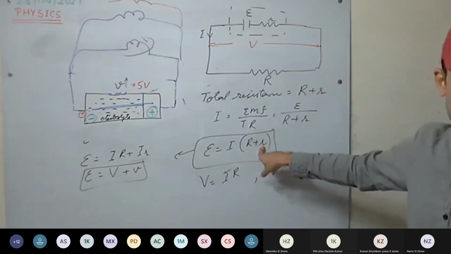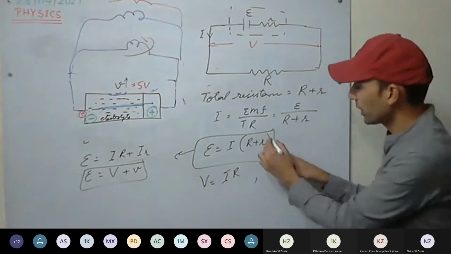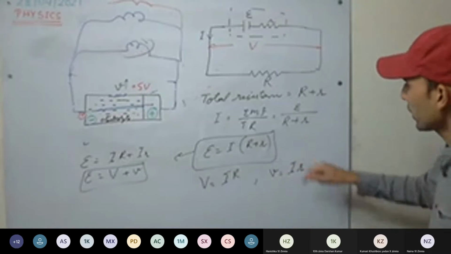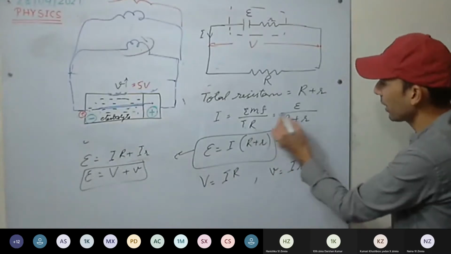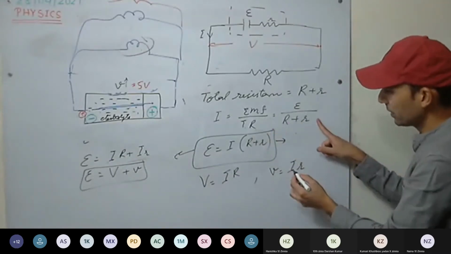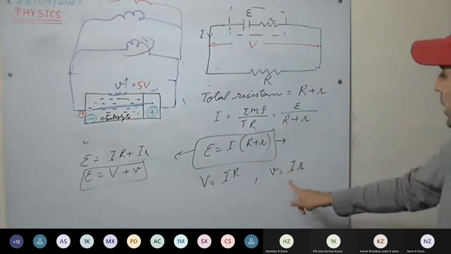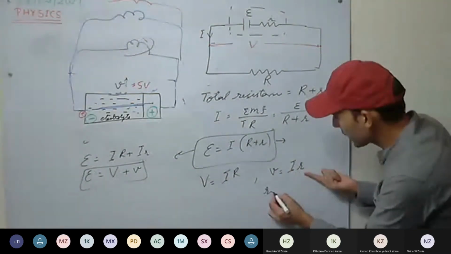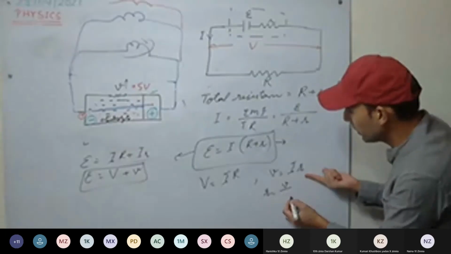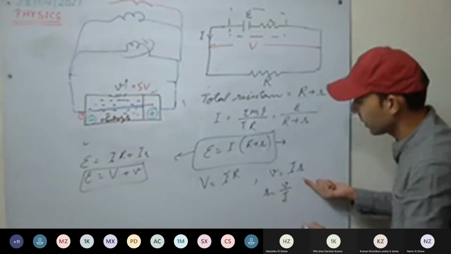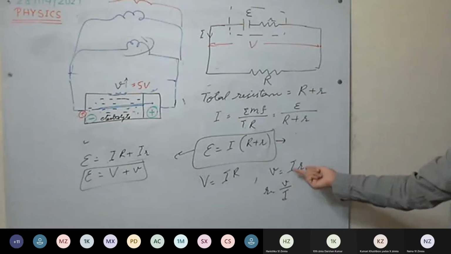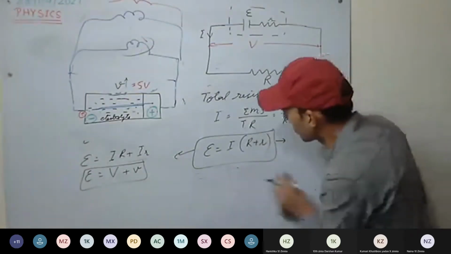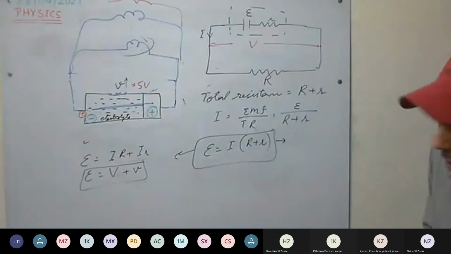Or if you have to calculate the internal resistance, how can we calculate it? From this we get the value of I. I we already got, put it here. We can do that way or the other way as well. So r, you have to calculate, it will be E upon I. Put the value of V, small v. We can calculate from here as well.